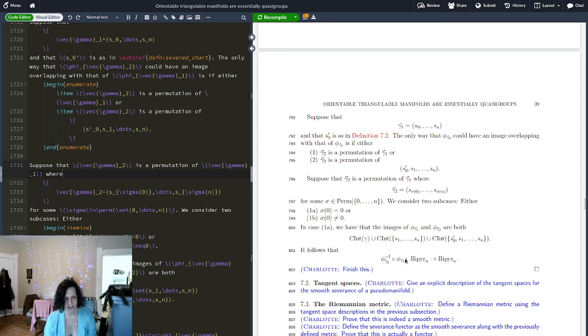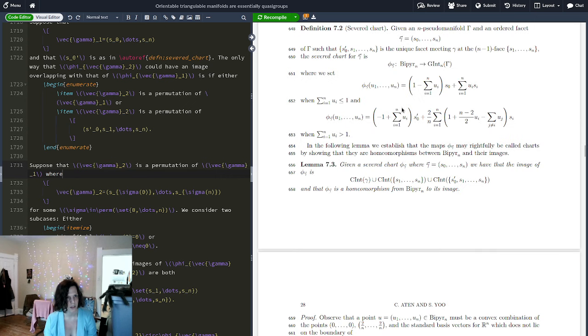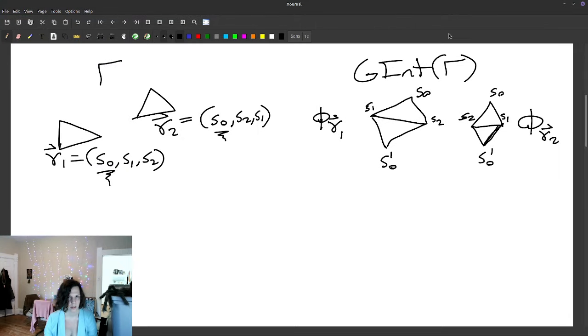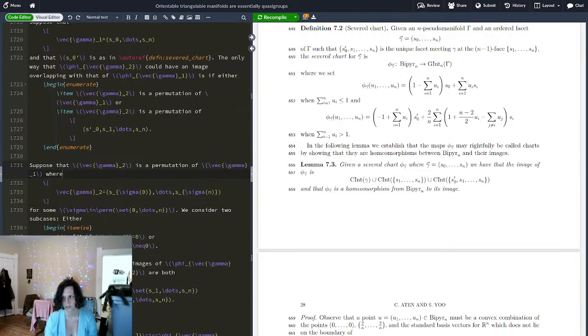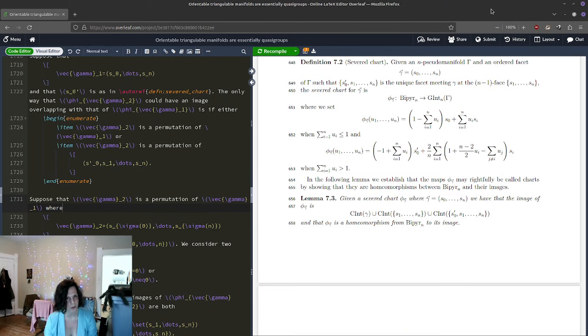So in order to figure out what this is, I need an actual formula for what this composite thing is here. Oh, it's too much highlighting. Whatever this composite thing is down here, I need a formula for that. So I better go figure out what the formula is that I need. So let me maybe go back here. Okay, so I need my formula for this severed chart. And of course, this is a bit of an involved definition as well. So let's see if we can extract what we need from this. All right. So maybe I'll move this back over here, and I'll see if I can figure out what I need to actually compute here.